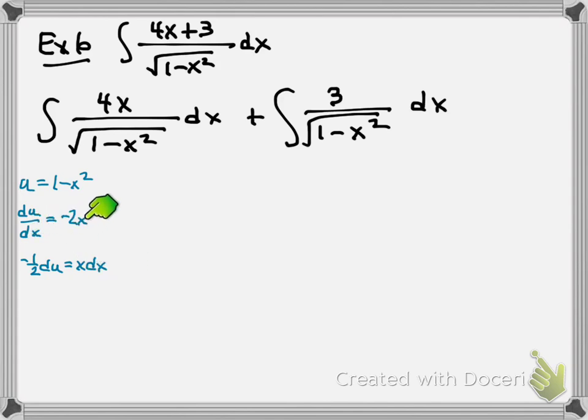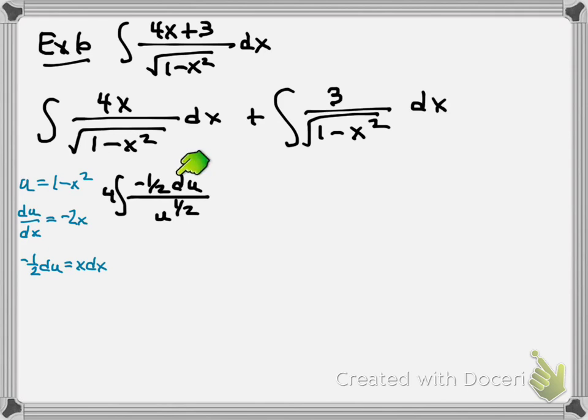So x dx is going to be negative 1/2 du. So if I plug back in there, I'm going to put that 4 out front. Then I have an x dx here, so the x dx is this. So I have a negative 1/2 du over the square root of u, because this is my u right here. So that would be u to the 1/2 power.